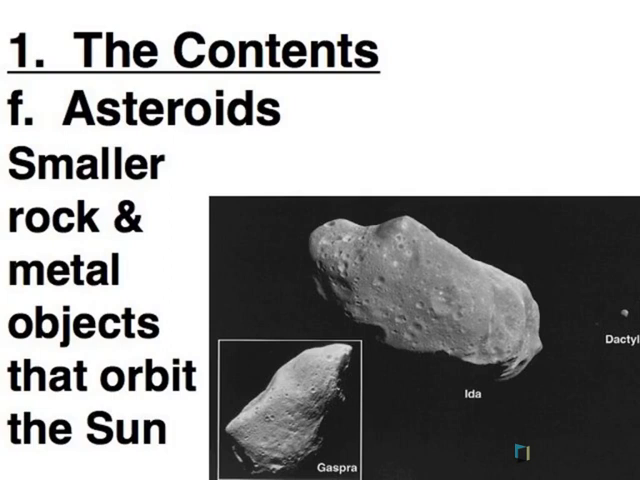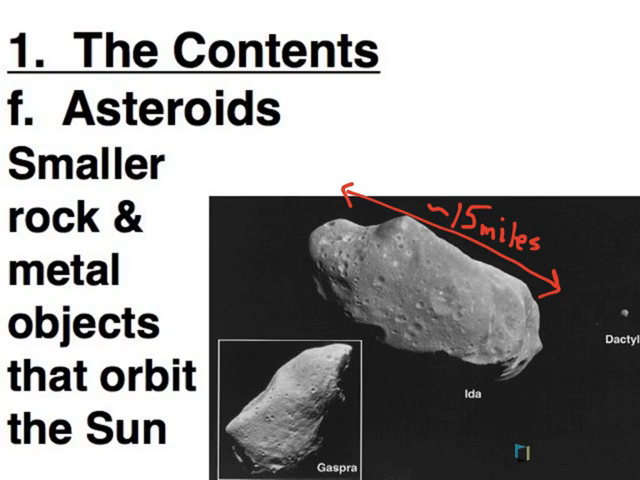Asteroids are what we would consider smaller objects, 10 to 20 miles across, something along those lines. So here we see Ida. That long axis is probably about 15 miles, maybe less. Same thing for Gaspra. Composition is rock and metal, and these orbit the Sun. Most are found in the region between Mars and Jupiter, and that's the region we call the asteroid belt.